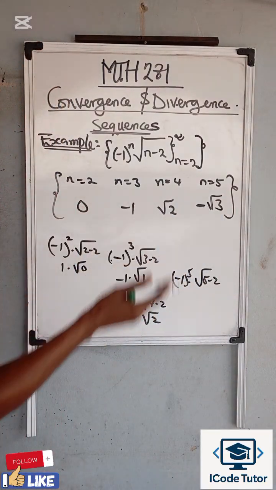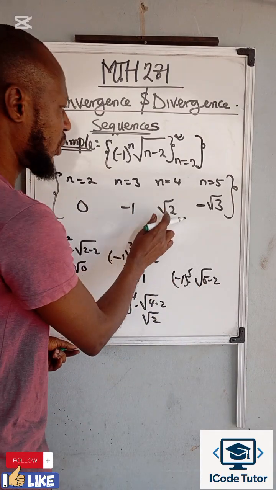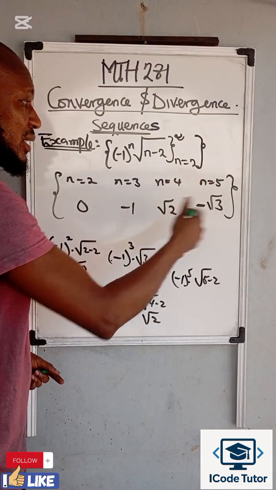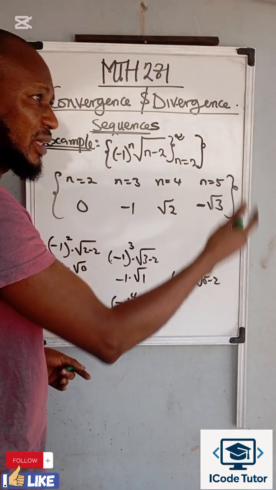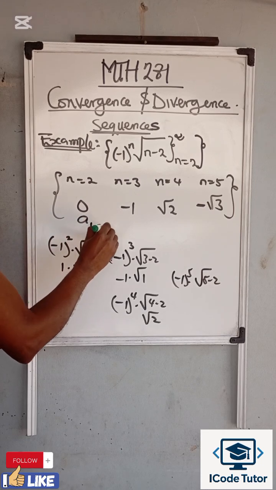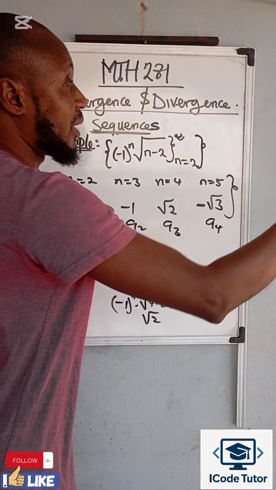If you look at something that's common there, what's common to them is what? Positive, negative, as it goes. As it goes on, it varies. Positive, negative, positive, negative. That means that these are the series. A of 1, a of 2, a of 3, a of 4, and so on.